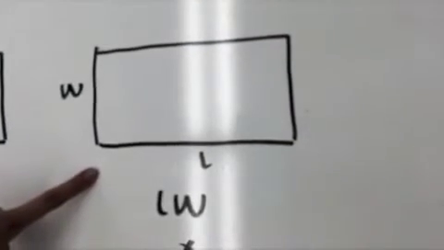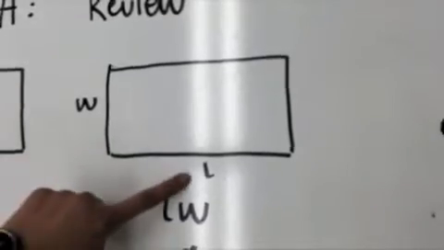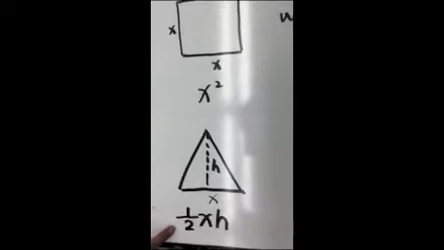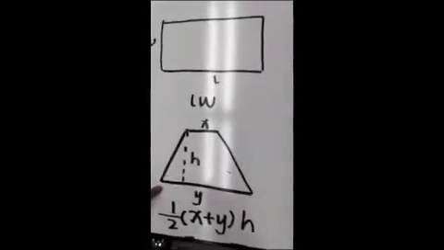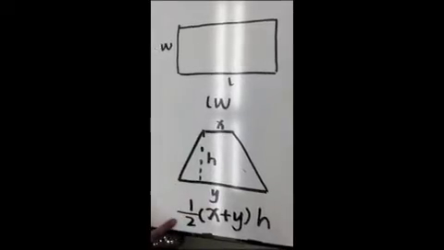Then, how do we calculate the area of a rectangle? The area of the rectangle is width times length. And how about triangles? It is x times height and divided by 2. Finally, the trapezoid. The area of the trapezoid is (x plus y) times the height and divided by 2.